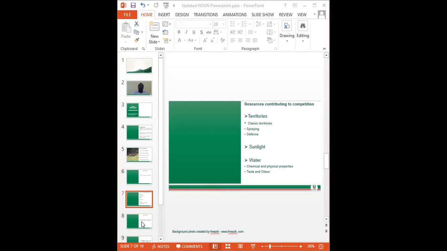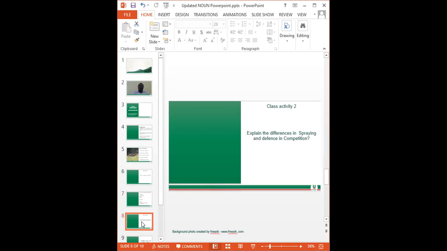Second, the class activity: explain the differences between spraying and defense in competition. It looks as if they are the same, but I want the class to look at the differences that are noted in spraying and defense mechanism in competition. I'll be giving you a minute or two to do that. Anybody in the class, please? Has anybody joined us?